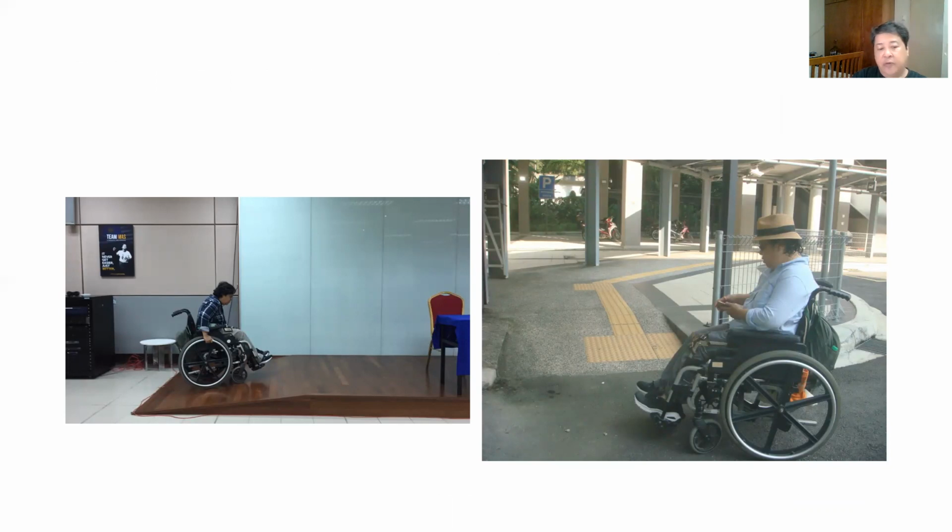The inclination of the ramp needs to be at 1:12 for ease of independent use to get from one level to another. Here is an example in Hong Kong, an example of a stage that was done in this center, and there's an MRT station which has ramps as well to access into the station area.